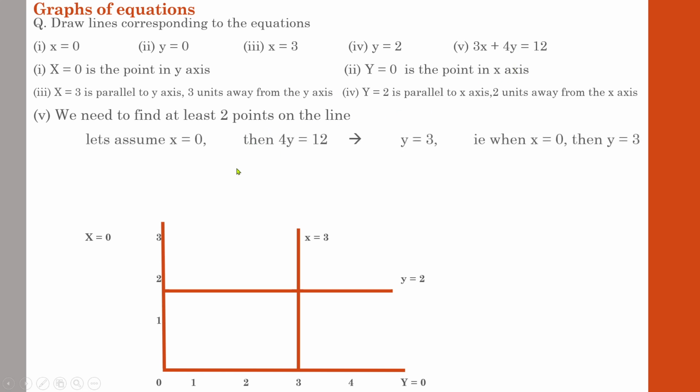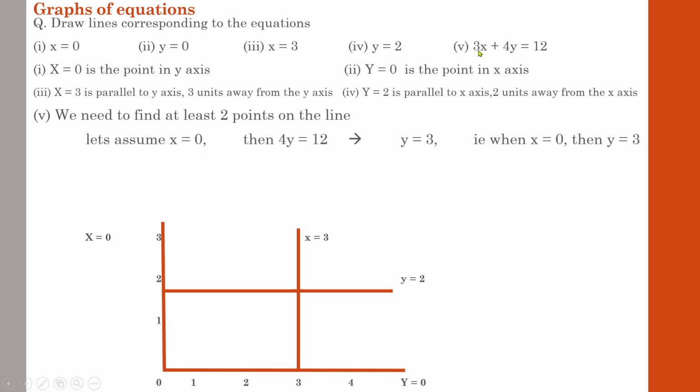For that, we will assume that x equal to 0. When x equal to 0, 3x is 0. So 4y equal to 12, we can solve that y equal to 3. I hope you know how to solve that. I am not going further into that because it is very simple maths. So when x equal to 0, you will get y equal to 3.